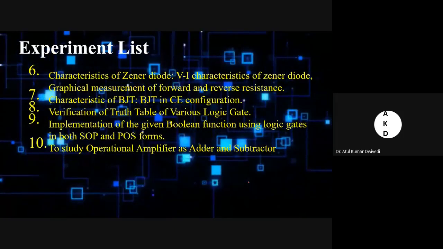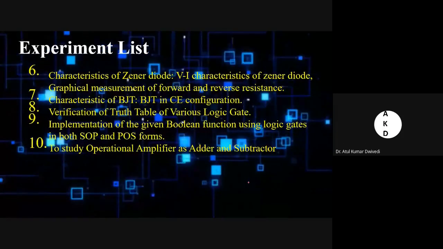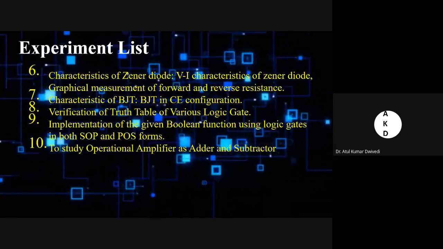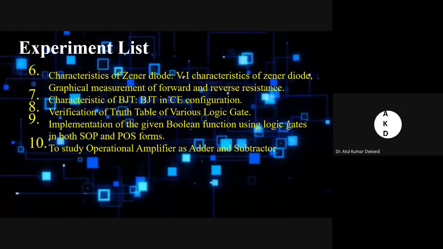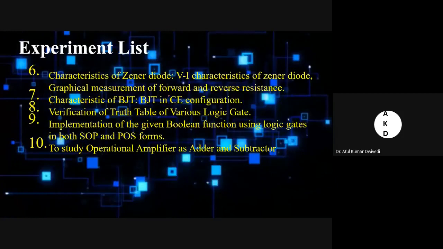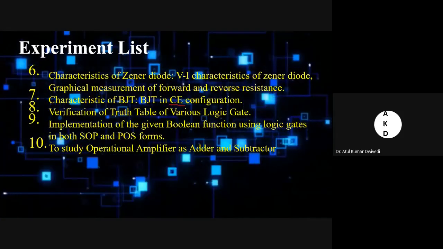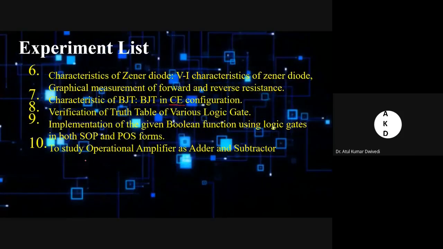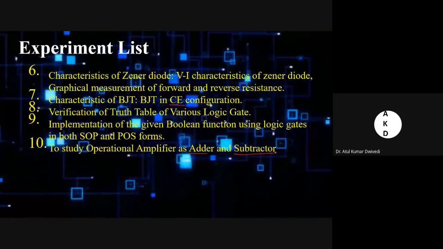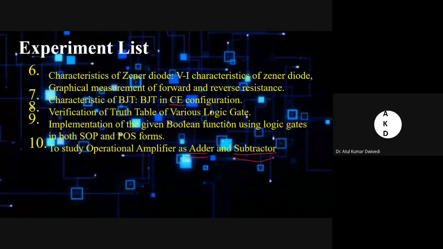A minimum of 10 experiments have to be done. If someone is interested in more experiments, you can do additional experiments, like the other configurations of BJT apart from the common emitter. If anybody wants the common base and common collector, CB or CC configuration also, then those experiments can also be done. Similarly, you can extend the experiments by including other applications of the operational amplifier, like the inverting amplifier, non-inverting amplifier, etc. So other experiments can be done.